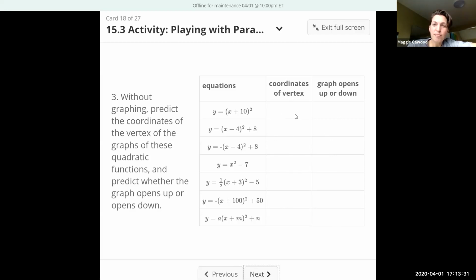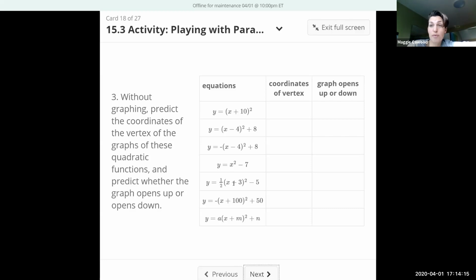Okay, so the coordinates of the vertex. Notice there's no K. This is our H value, and there's no K value, so the K value is going to be 0. So here our vertex is going to be -10, 0, and it opens up. How did I know it opens up? Because it's a positive value out in front. Yep, good. Here the vertex is +4, +8, opens up. Here, +4, +8, but opens down. Here, there's no H movement. There's no right or left movement. There's only a down 7. So 0, -7 is my vertex, and it's opening up because it's positive out in front.